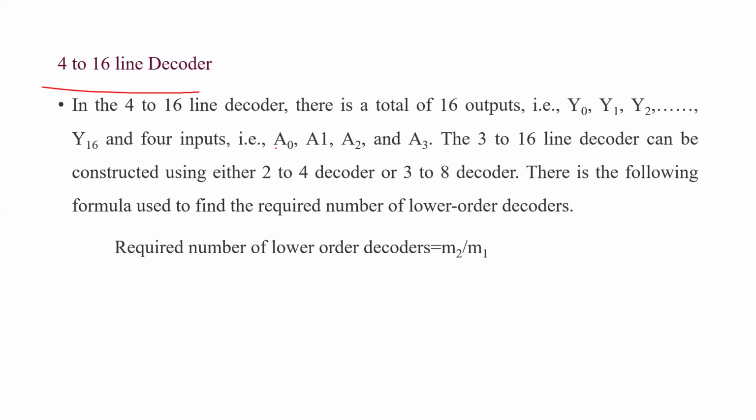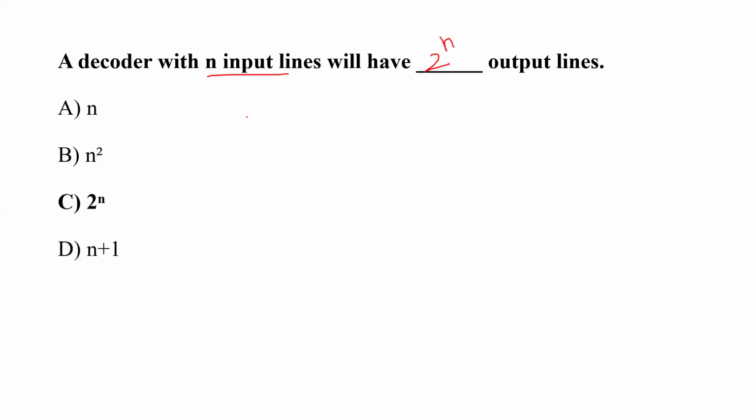Just you can see here, a decoder, how many? 4 to 16. So this 4 means 2 power 4, this is the meaning. So n means 2 power n. So this is the question they are actually asking.